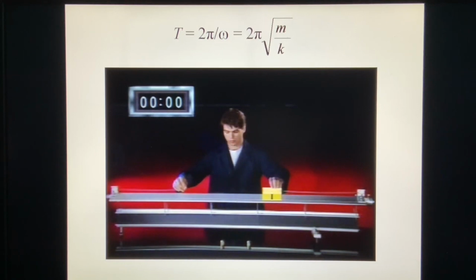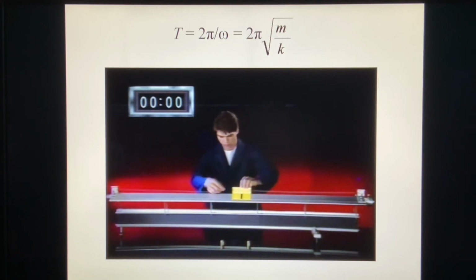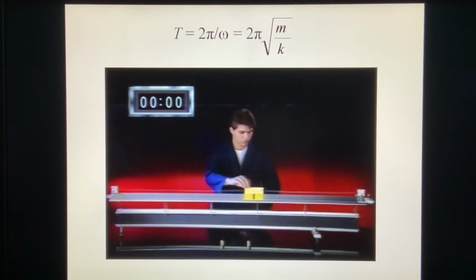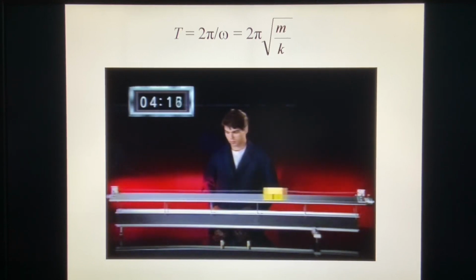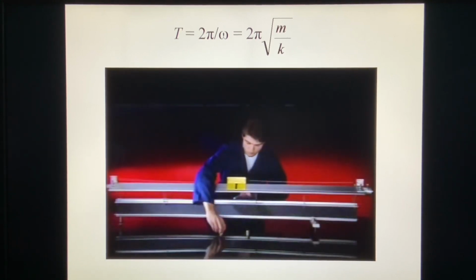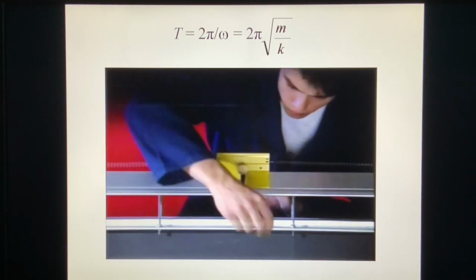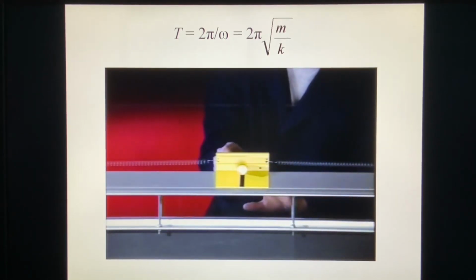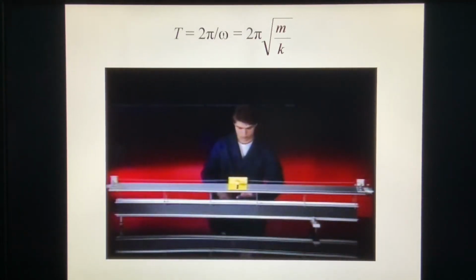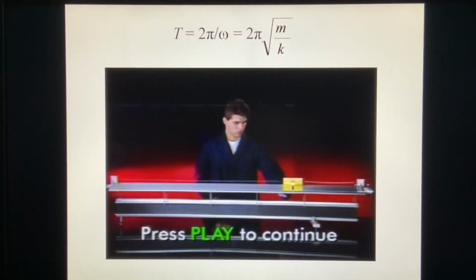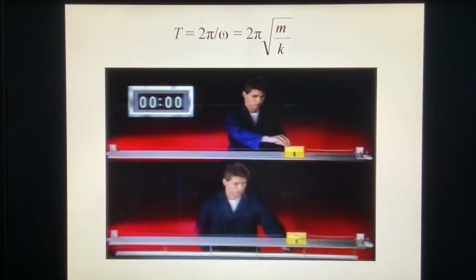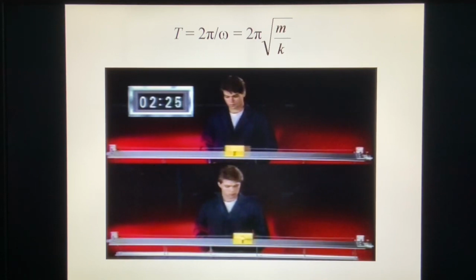We'll use this glider floating on a cushion of air and these springs to investigate simple harmonic motion. If a spring is attached to each end of a glider, the glider will oscillate back and forth on the track. What will happen to the period of oscillation if we double the mass of the glider? The period increases. The top half of the screen shows the original arrangement, while the bottom half shows the glider with twice the mass. The period has increased.